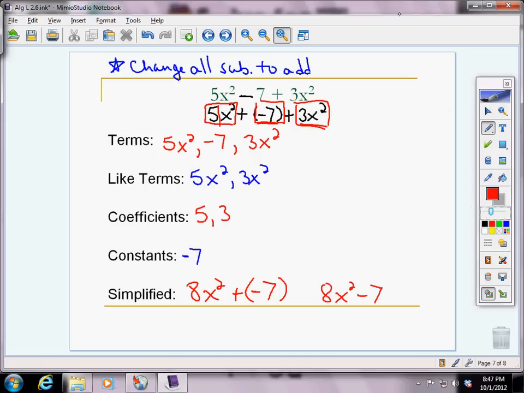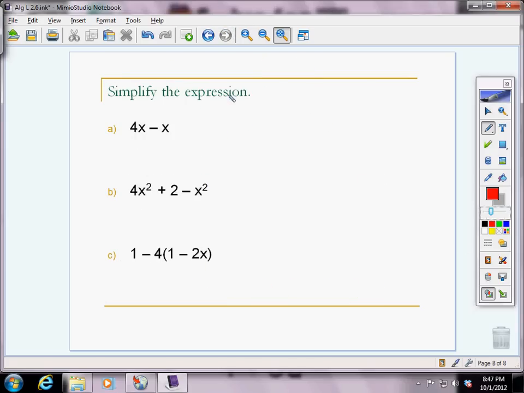So let's look at some more examples of simplifying. Notice the directions say simplify the expression. If you look at this here, we have 4x minus x. If it helps, put a 1 in there. Okay, and just think of it as if we have 4 x's and we want to take away one of those x's, how many x's are we left with? Well, 4 minus 1 is just 3x.